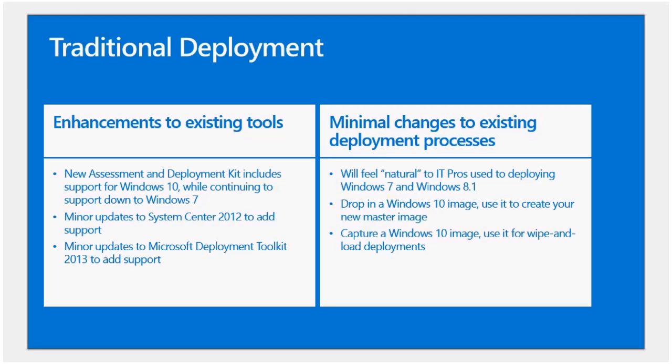So you would be able to take a machine that's running MDT or Config Manager, download the Windows 10 image to it, drop it into your deployment share or into your Config Manager environment, and off you go. So as simple as replacing your existing Windows 7 or Windows 8.1 image with a Windows 10 image, and the exact same setup will work.